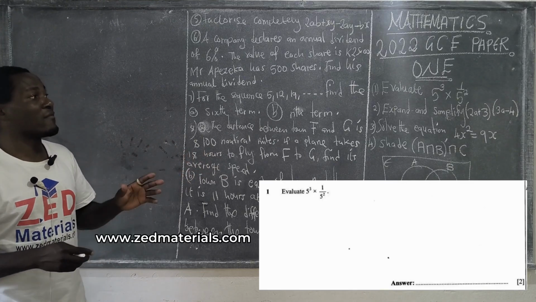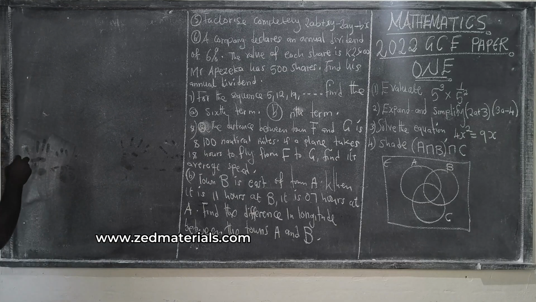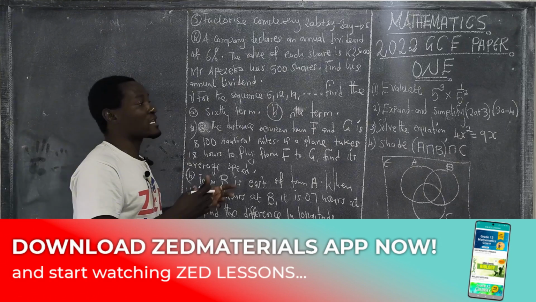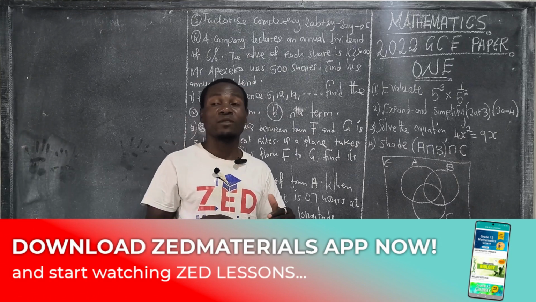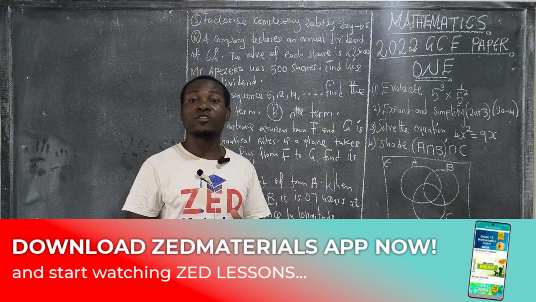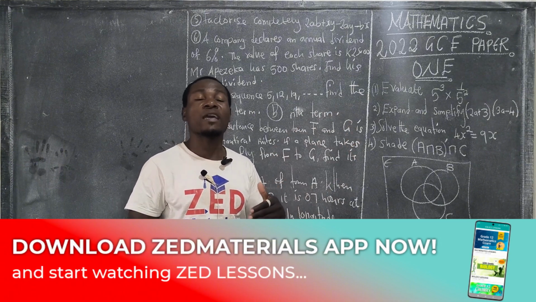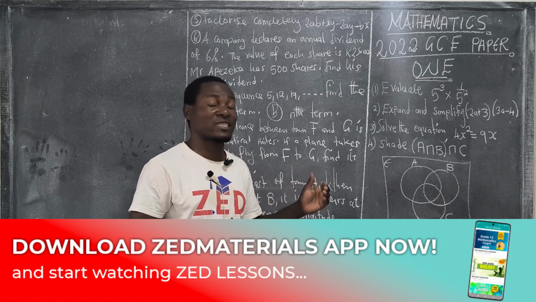So the first question is saying evaluate. You have 5 to the power 3, so you expand that one. Remember these topics which are here, we explained already on the Z material app. So when you go to the Z material app, you will find all these questions on each topic well explained in the way that you can understand them.